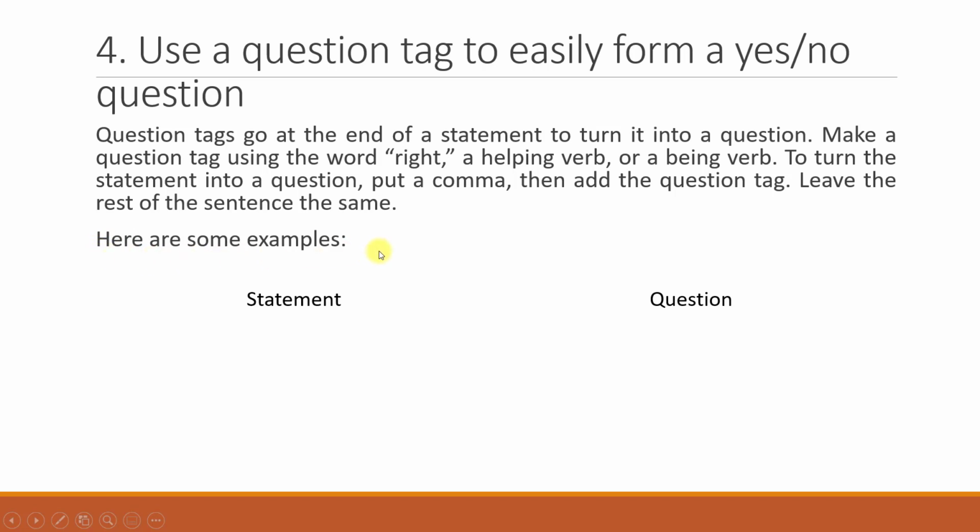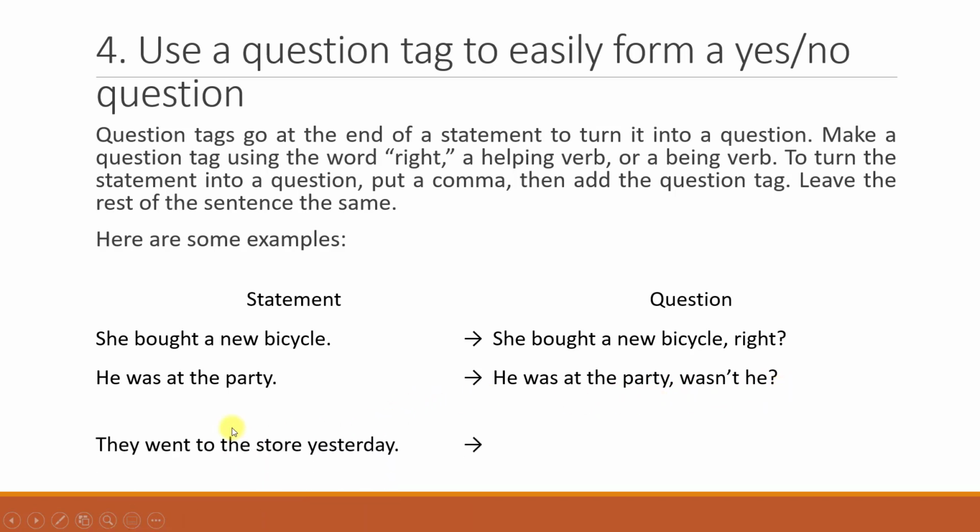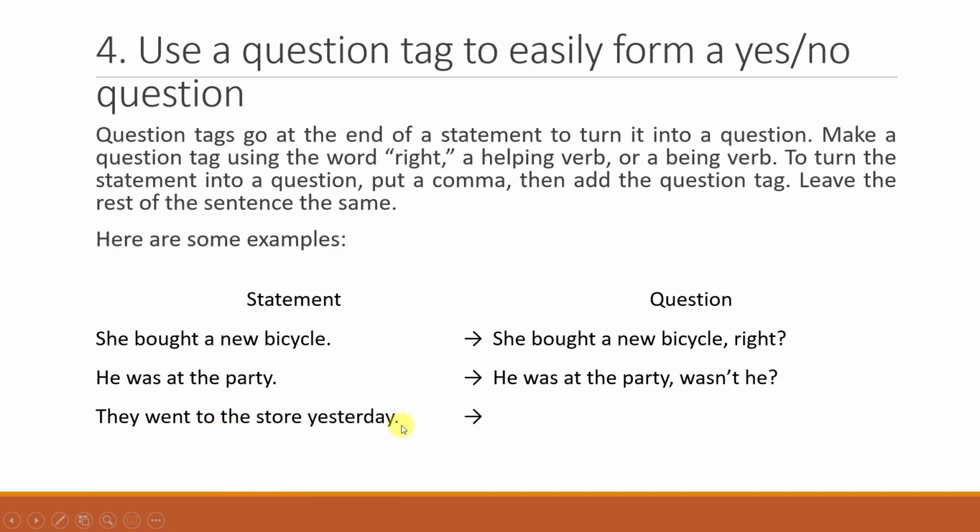Here are some examples. Statement: she bought a new bicycle. Question: she bought a new bicycle, right? Statement: he was at the party. Question: he was at the party, wasn't he? Statement: they went to the store yesterday. Question: they went to the store yesterday, didn't they?